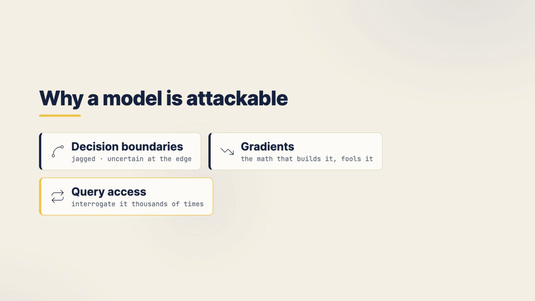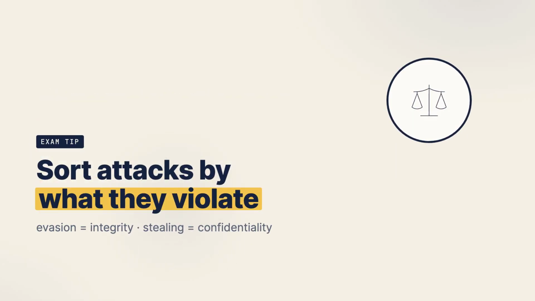One thing worth flagging for the exam: sort the 4 attacks by what they violate. Evasion is an integrity attack. It bends the model's decision at runtime. Extraction, inversion, and membership inference are confidentiality attacks. They steal the model or its training data. So if a scenario is about a wrong answer on purpose, think integrity, think evasion. If it's about something leaking out, the model, its data, or who was in it, think confidentiality. The control follows directly from the column.